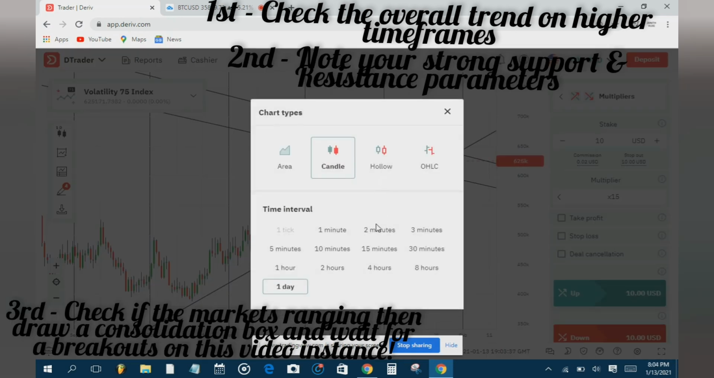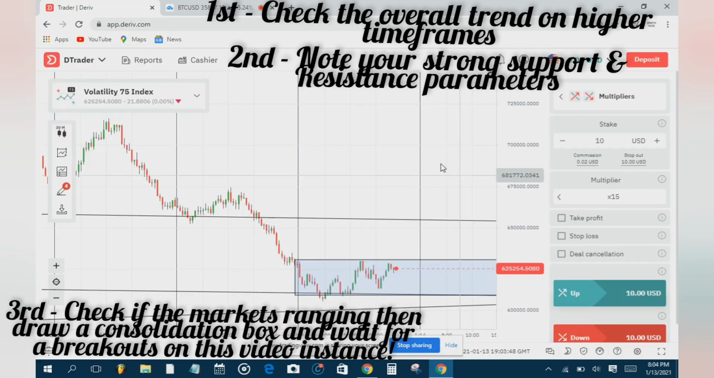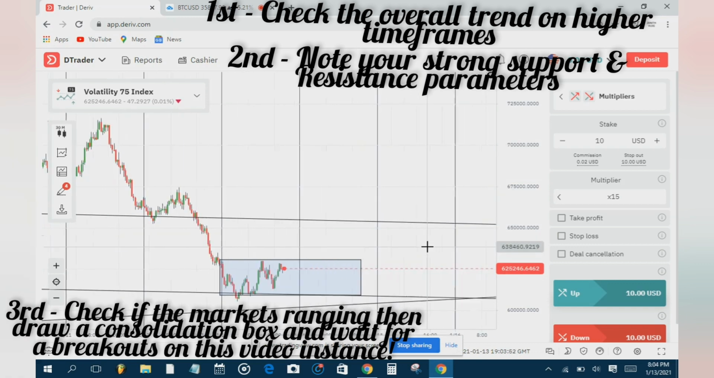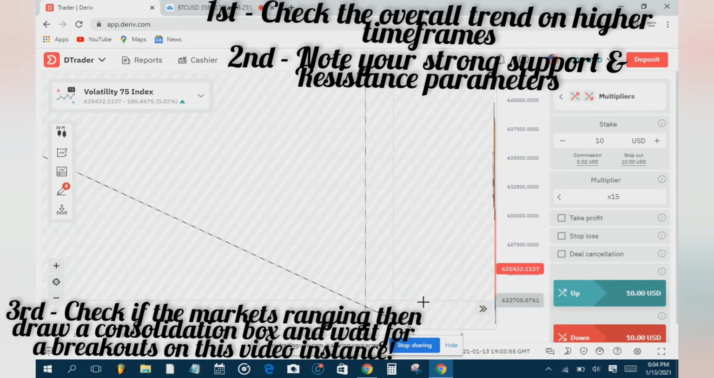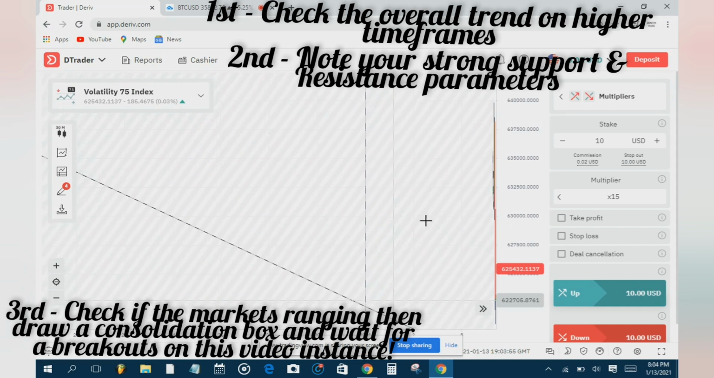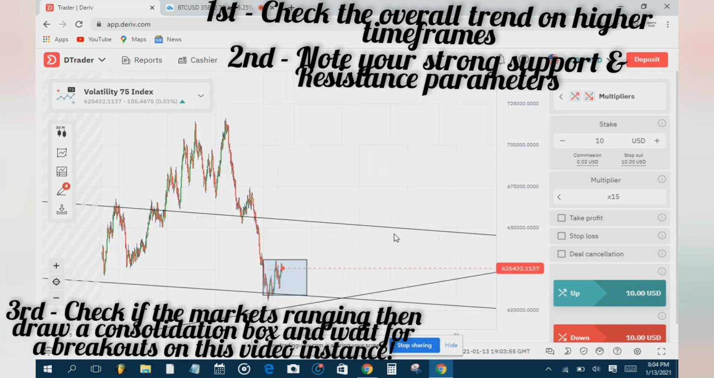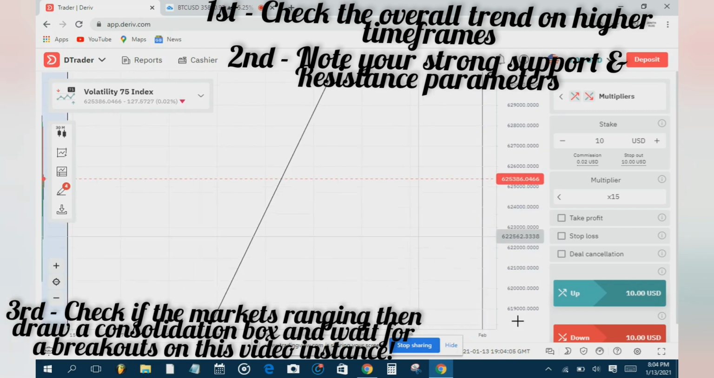So we're going to go back to the 30 minute time frame. Now that we've picked the overall trend, the inward bearish trend line, the support and resistance of the market, and we've drawn our consolidation box, we know for sure that from this level over here, oh, what's wrong with my chart? I don't know what's wrong.